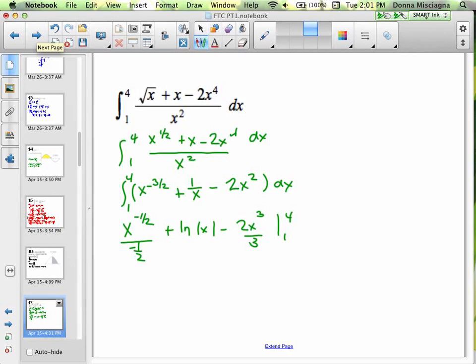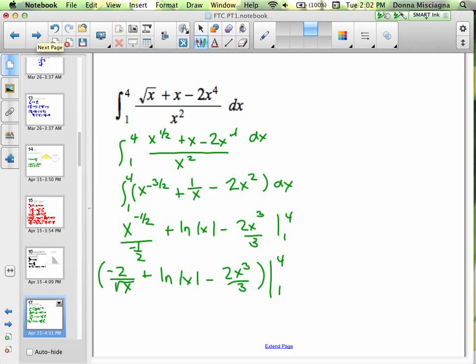So we'll simplify, and then we'll plug the 4 in, and then we'll plug the 1 in and subtract. So this would be, and I'm going to rewrite that as a radical. It'll be easier on the simplifying. So dividing by negative 1/2 is the same as multiplying by negative 2. So negative 2 divided by square root of x plus natural log of x, let's put parentheses around it, minus 2/3 x cubed, and we're evaluating all of that from 1 to 4.